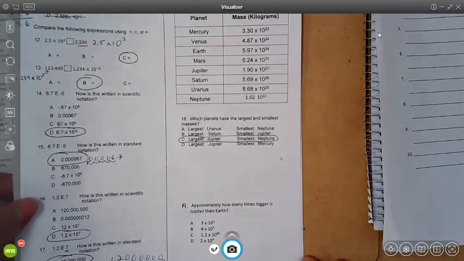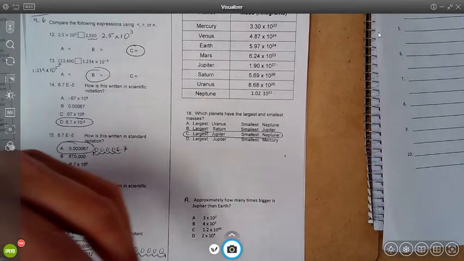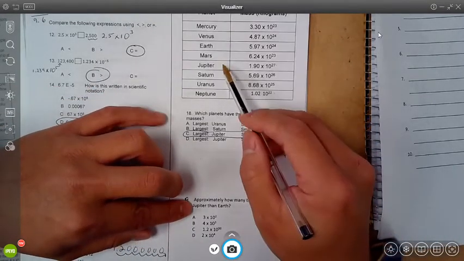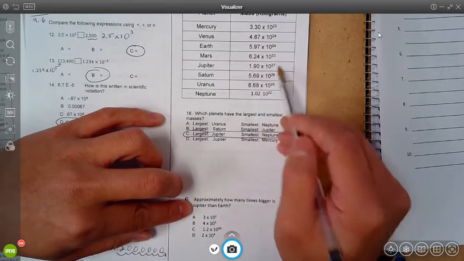Number 19, approximately how many times bigger is Jupiter than Earth? The division one. If you look at Jupiter, let's say that's about 2 times 10 to the 27th.